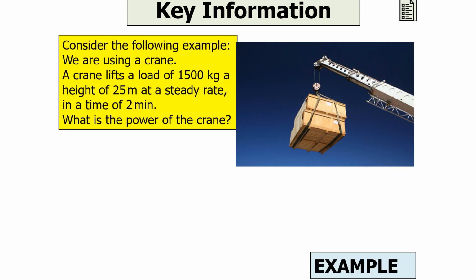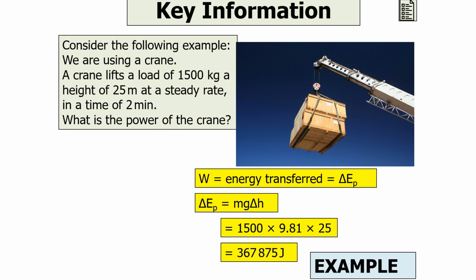Consider the following. We're using a crane, and the crane lifts a load of 1,500 kilograms a height of 25 meters at a steady rate in a time of 2 minutes. What is the power of the crane? Well, we know the work done is the energy transferred, which is mgΔh, because we're looking at potential energy. So it's 1,500 times 9.81 times 25.